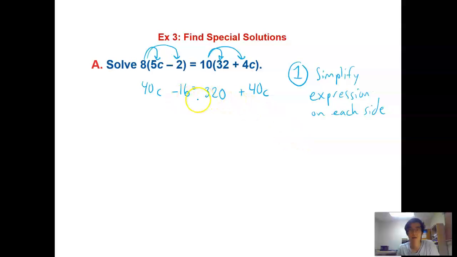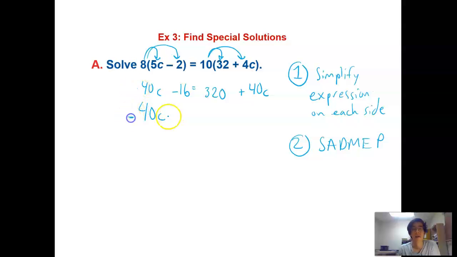Alright, so now let's do the second part. I'm going to undo the order of operations by using SADMET to find the variable. Alright, and let's try this. So the first step is always wanting to get the variable on one side of the equation. So I have 40c here, and it's only adding in terms of the like terms, okay, it's subtracting, 40c minus 16, and this is positive, I want to subtract 40c on both sides, right?